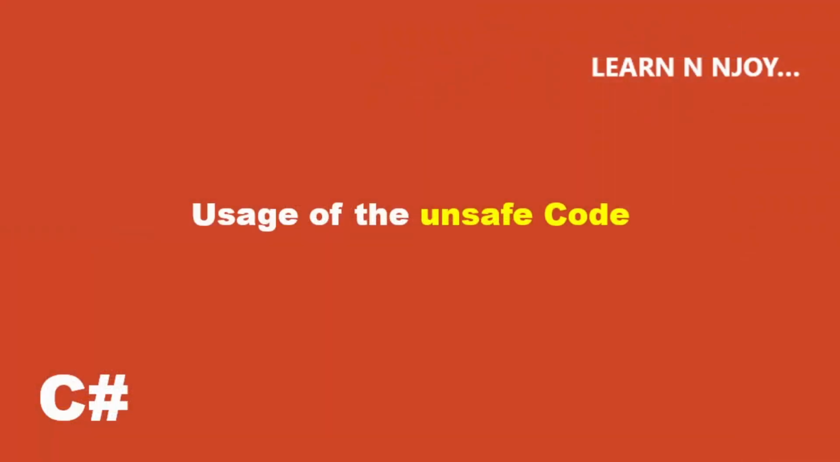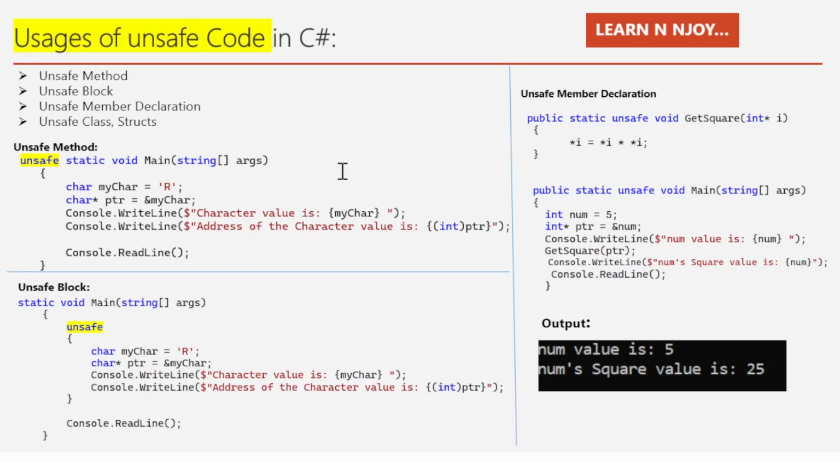Uses of the unsafe code. Here we learn where all we can use unsafe code. Unsafe code can be used as unsafe method, unsafe block, unsafe member declaration, unsafe class or structs. Now let's see one example for each of them.